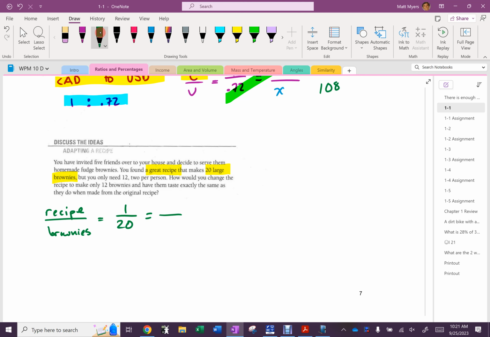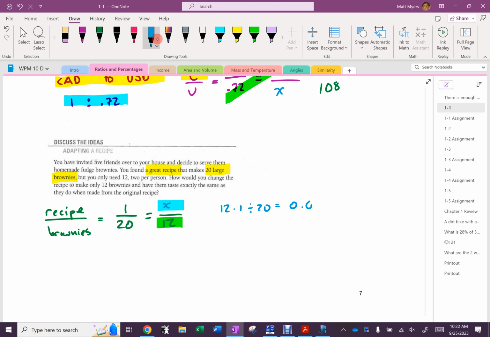I need 12 brownies. Where does the 12 go? Blue or green? Look at the fractions, kids. Oh, it goes on the green. 12. What is the unknown is right there. How do I find the unknown? Multiply. Right. What do I get when I do 12 times 1 divided by 20?